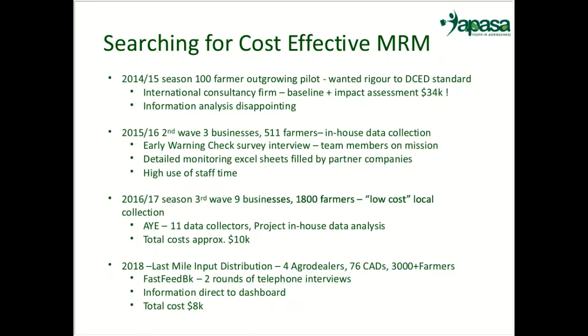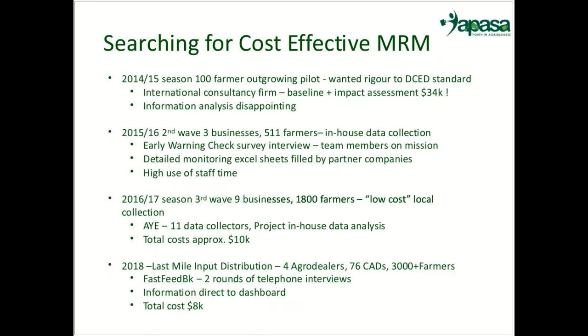In the 2016-17 season, our third wave, we expanded to 9 businesses, reaching out to 1,800 farmers, and we went for a local, low-cost collection method. So we had our enumerators, the Alliance for Young Entrepreneurs, had 11 data collectors who we trained up in some methodology. And they did the data collection, but we did the analysis of that data ourselves among the team. That one cost us a total of $10,000.